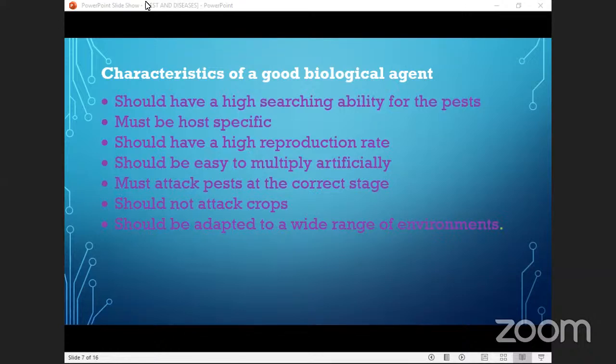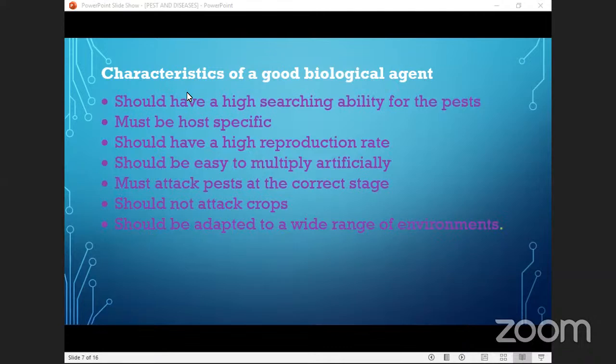And then the other is, must attack pests at the correct stage. It should be able to attack the pest at the early stage, because most of the pests are dangerous at the larvae stage. For example, the caterpillars. The caterpillar is a certain stage of the life cycle of a pest.